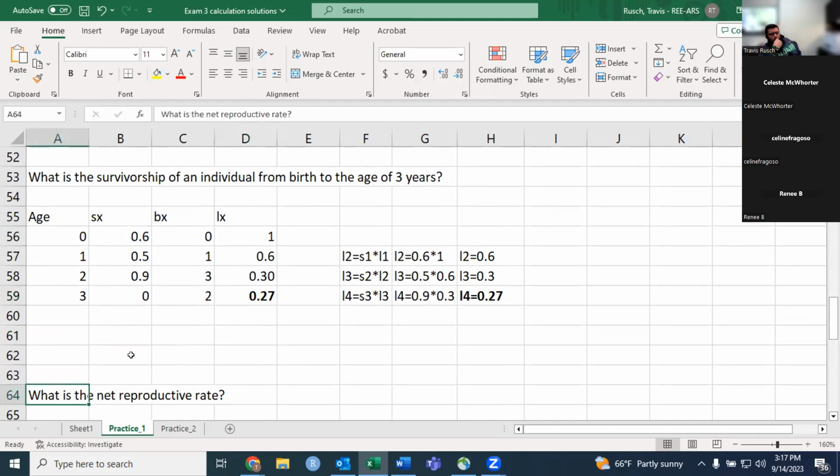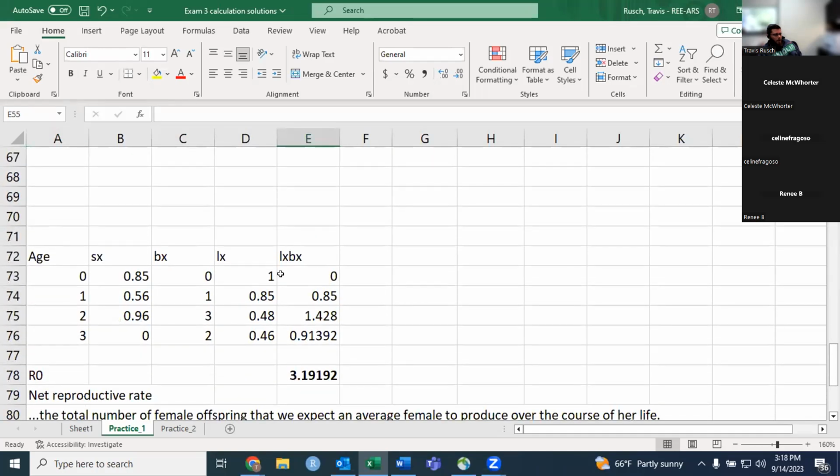Do you remember how we solved for that? That's the sum of Lx times Bx, right? Yep. Yeah, so we have Bx and we have Lx. We would need to make yet another column, right? The Lx-Bx column. And we can do that. It's pretty simple math, right? So we have 0 times 1 is 0. 1 times 0.85 is 0.85. 3 times 0.48, we may need a calculator for that one, 1.42, and so on.